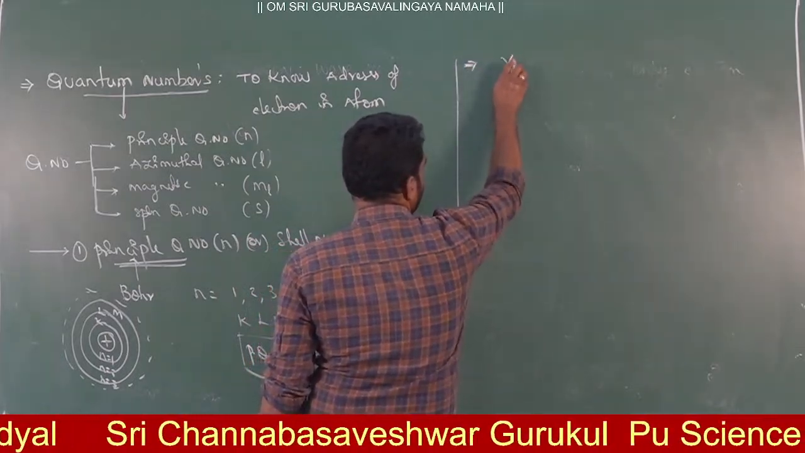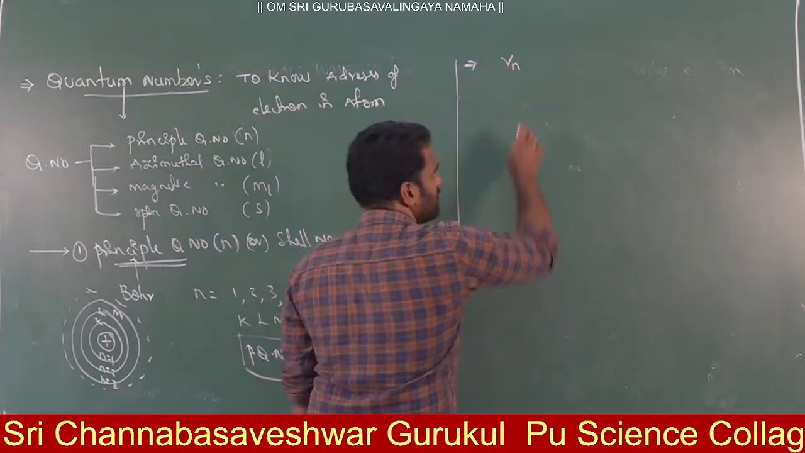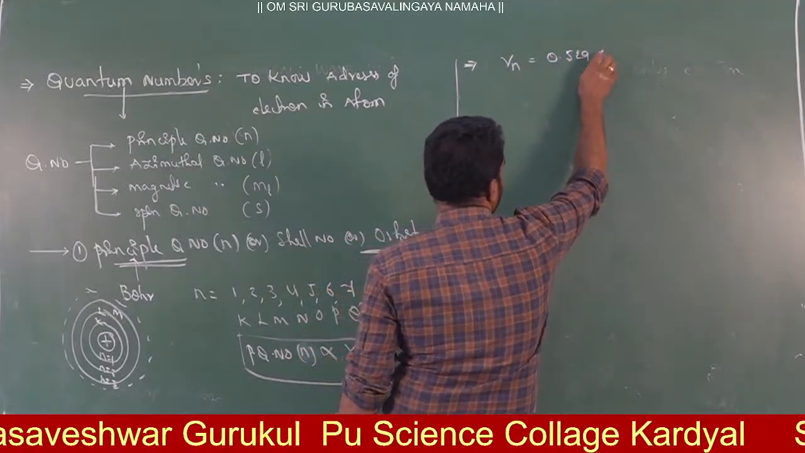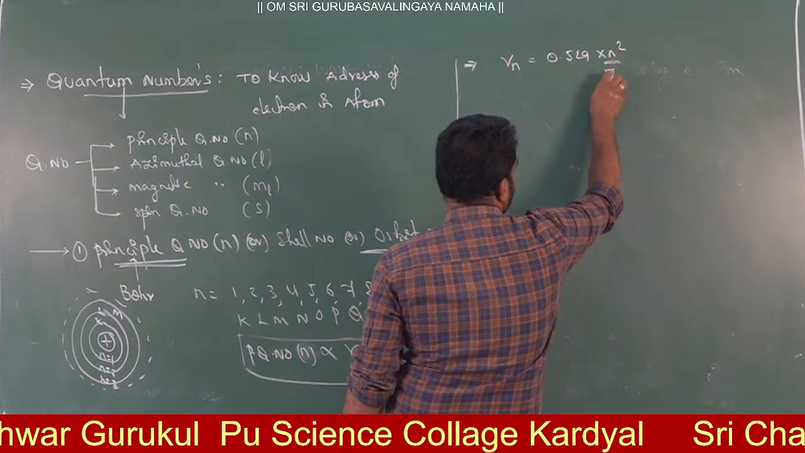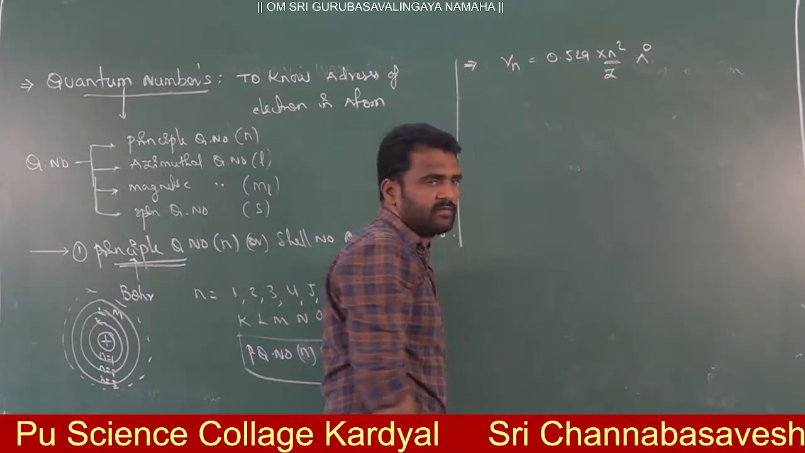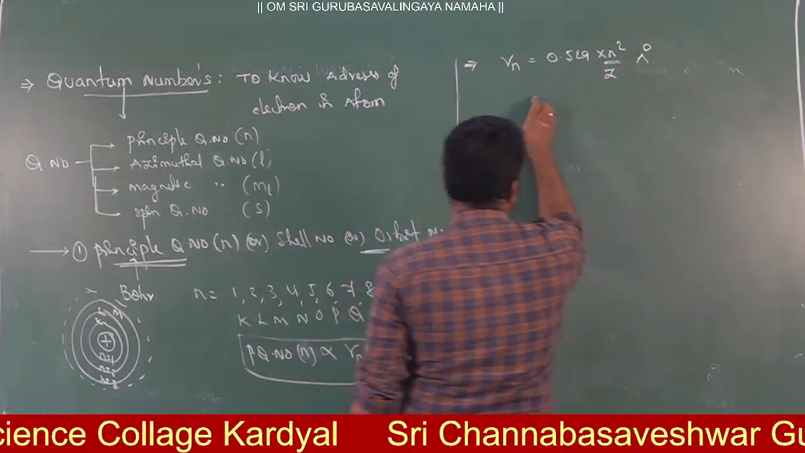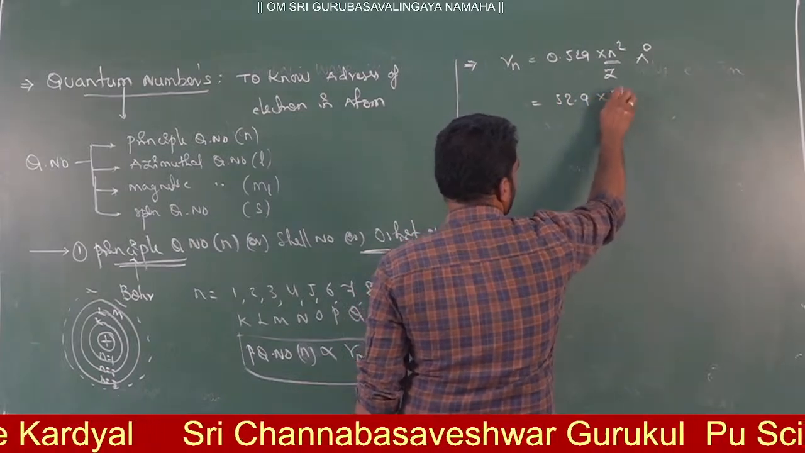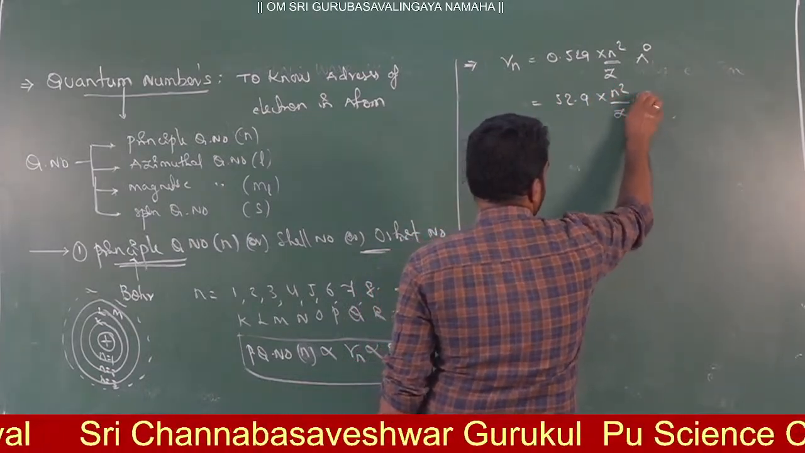Radius means Rn for the nth orbit. n is the principal quantum number. So Rn is equal to 0.529 into n square by Z. This is in angstroms. Yes or no? Right, which equals 52.9 into n square by Z in picometers.